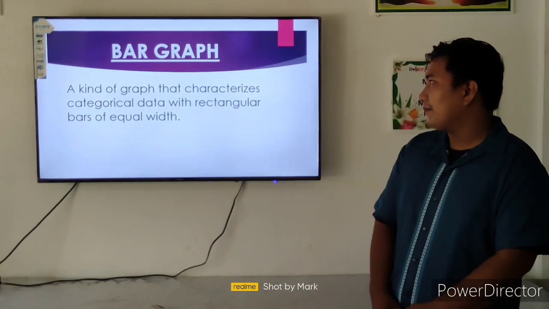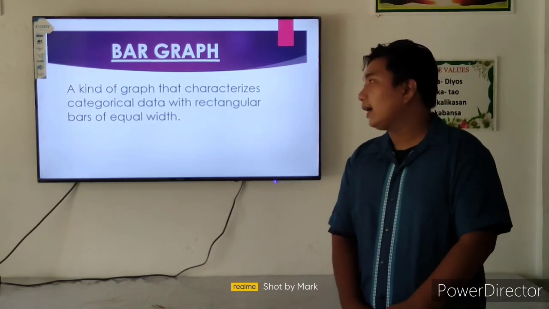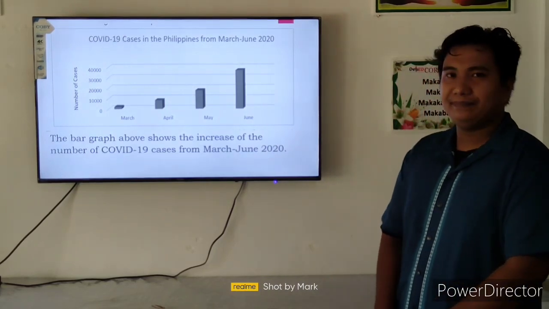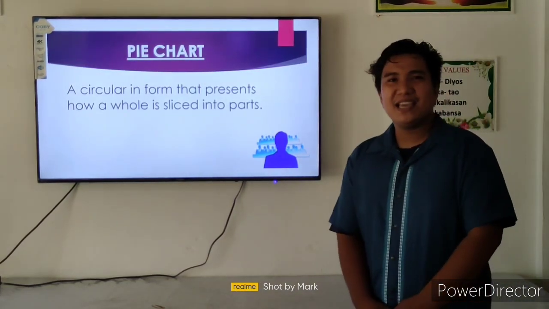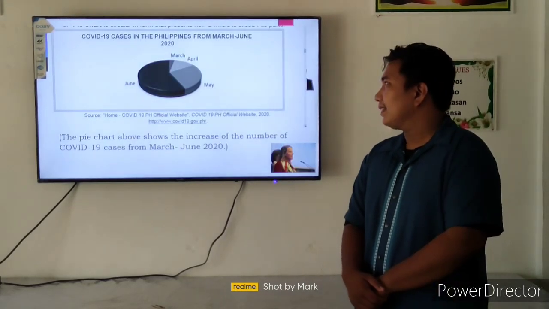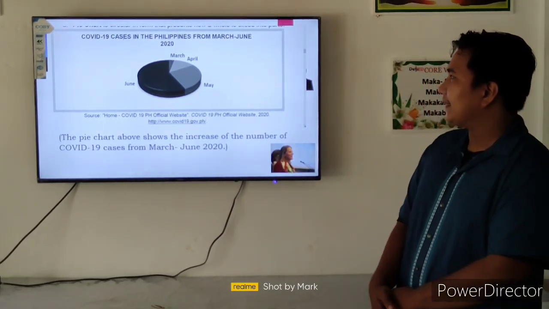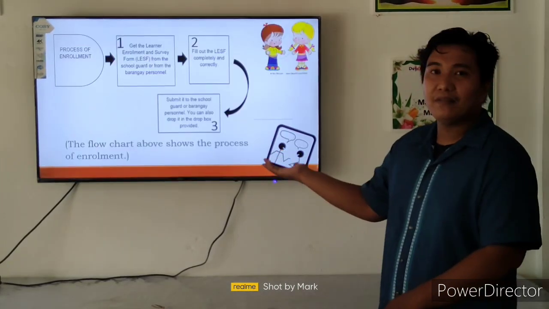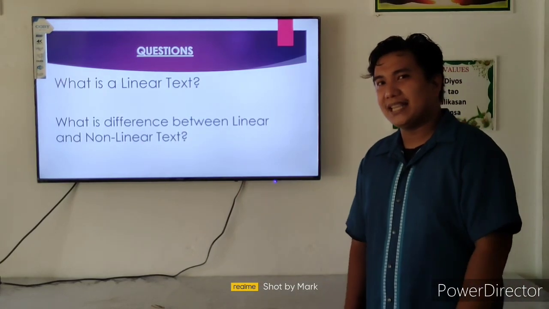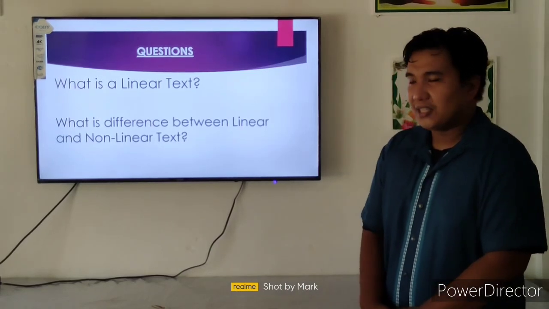A bar graph is a kind of graph that characterizes categorical data with rectangular bars of equal width. Next, we have here an example of the bar graph. We also have the pie chart. That's the meaning. Here is the example of a pie chart. Flow chart. Example of a flow chart. After those examples and kinds of nonlinear text, it is now time for them to answer this.